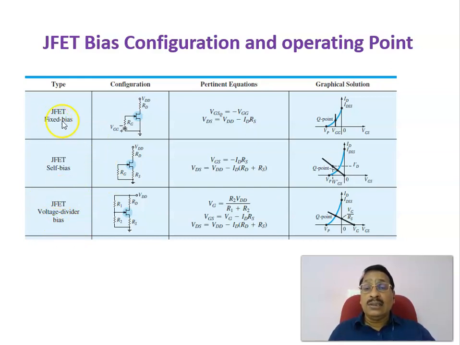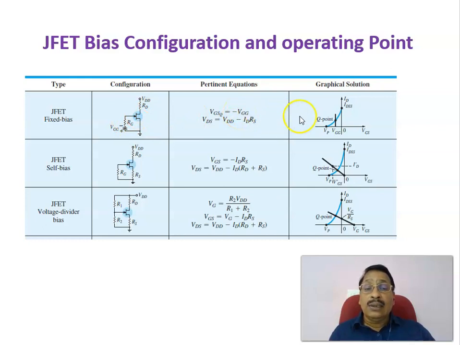Coming to fixed bias, what we do is apply a constant voltage VGG. A reverse biasing voltage of VGG is applied at the gate to source junction. Therefore, if you write the corresponding Kirchhoff's voltage law equation for this loop, you will be getting the gate to source voltage VGS equal to minus VGG.